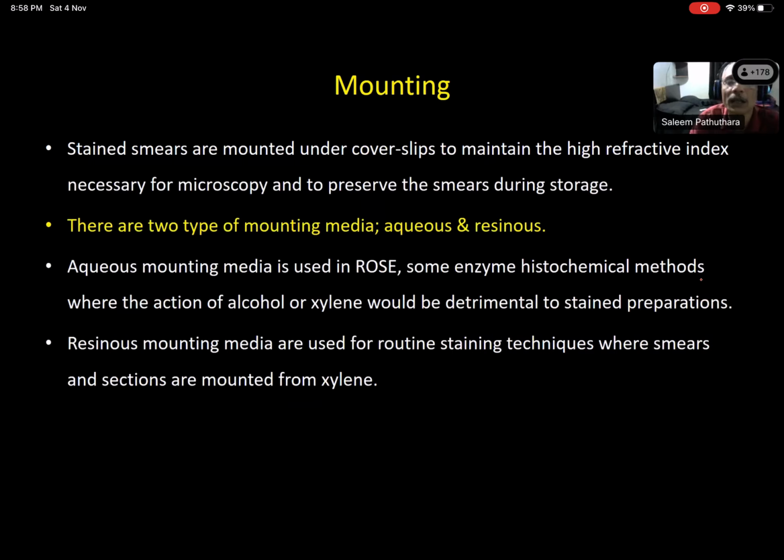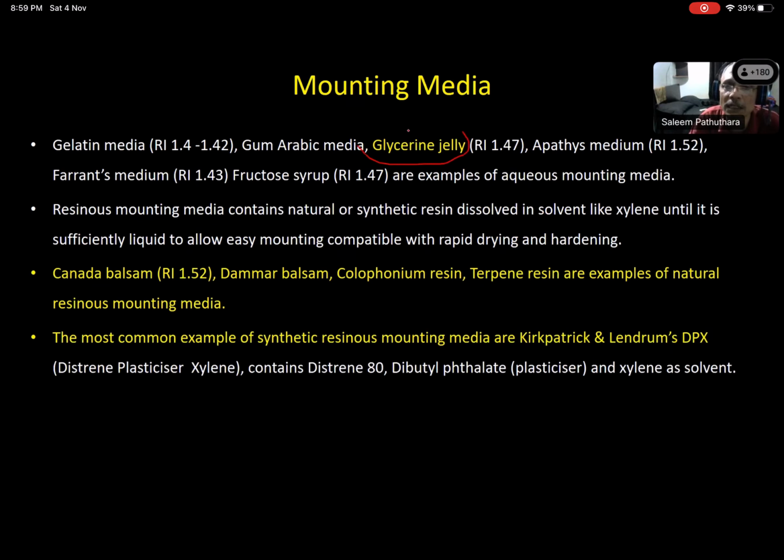The working buffer has to be at pH 6.8. Now mounting we can do after the staining. Friends, we have to go through the xylene where the transparency increases, and then we do the mounting. We can select a proper mounting media. There are two types: aqueous mounting media and resinous mounting media. Glycerin jelly, a simple glycerin, is used for ROSE examination at FNAC, where the smear is in the wet condition. But after the complete staining, we have to use the resinous mounting media. It can be a natural resinous mounting media like Canada balsam, or a commercially available mounting medium like DPX. DPX is the most commonly used example of synthetic resinous mounting media.